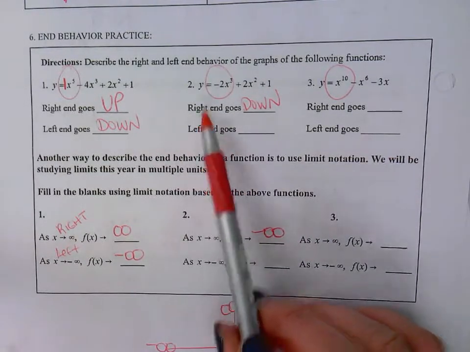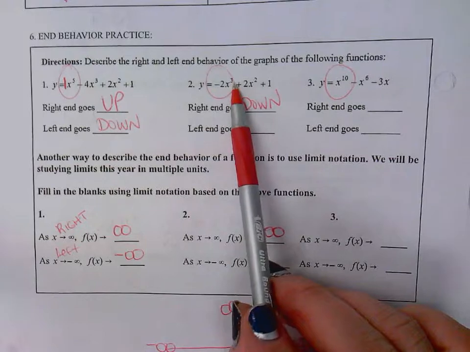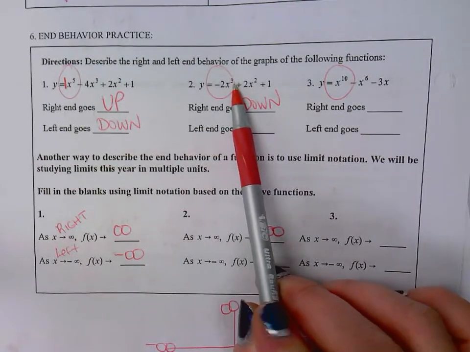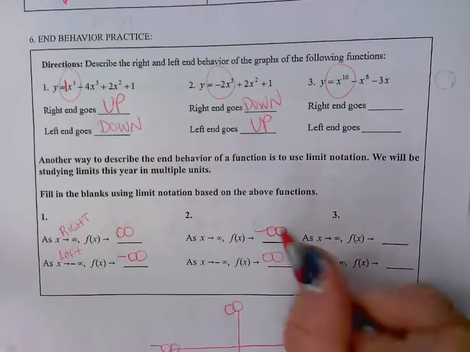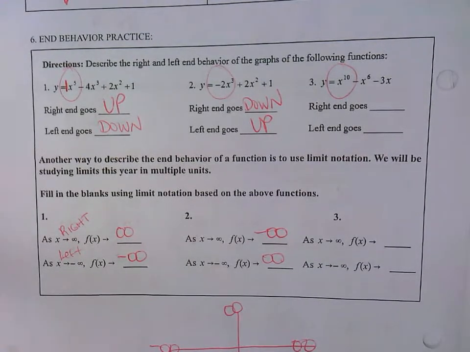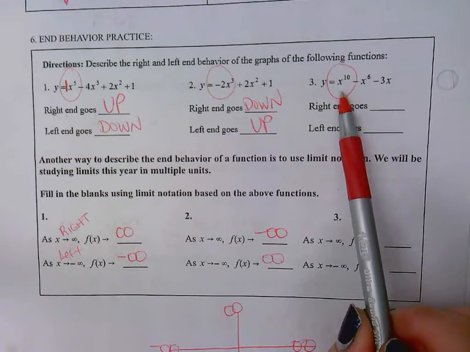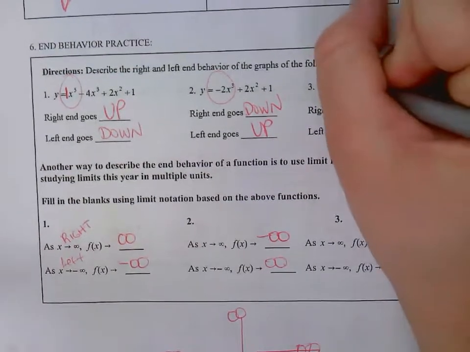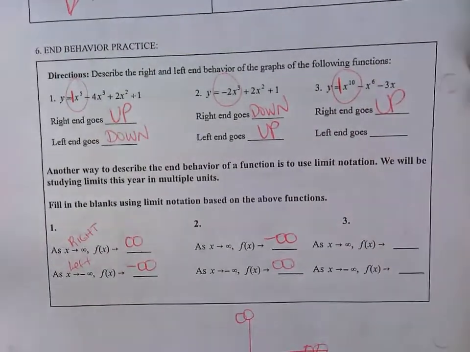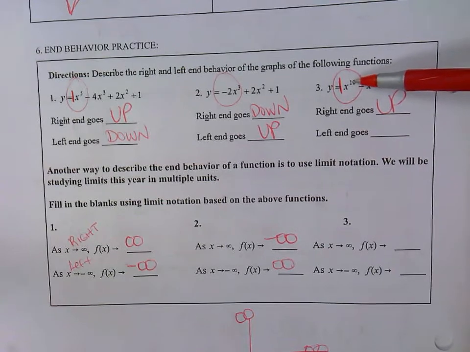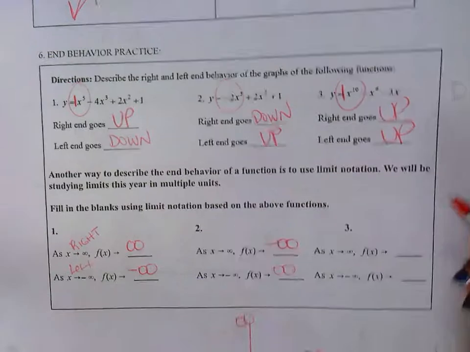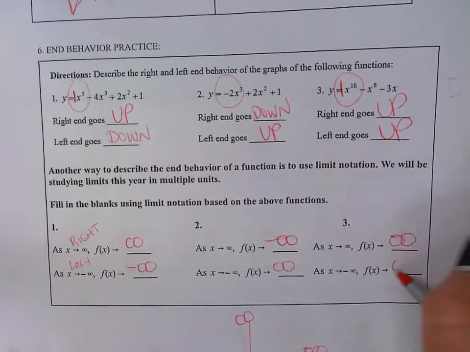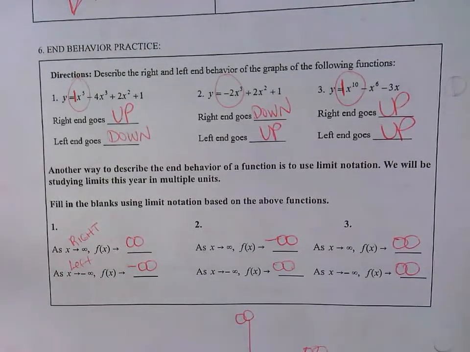And the left side, I look at the degree. The degree is odd again. So odd opposite, so down up. So negative infinity, the opposite of that's positive infinity. And then this is positive 1 as the leading coefficient, so up. X to the 10th is even, so it's like a quadratic. It's going to go the same direction on the left and the right. So up is positive infinity, positive infinity. So that's where we'll stop.